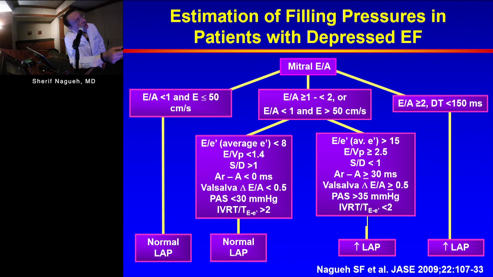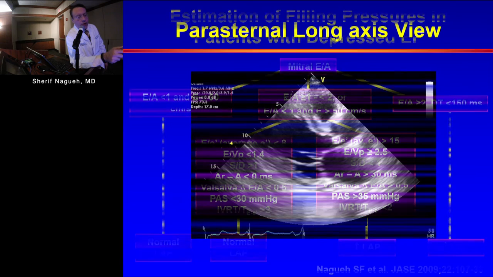This is the classification, or an approach to look at prediction of filling pressures in patients with depressed EF, looking at several parameters, but mostly dependent on the mitral E to A ratio. There will be updated guidelines that will simplify this approach, so people will not have to look at so many measurements, much fewer measurements, but you will have to be more critical of the quality of the measurements that you get. Basically, if you have a ratio less than 1 and an E velocity that is less than 50, most of these patients have a normal LAP. If you're looking at a depressed heart or a heart with LVH and restrictive filling, LAP is up. In between, you need to consider other variables. The more important variables, I would say, in depressed EF are the pulmonary veins and PA pressures.